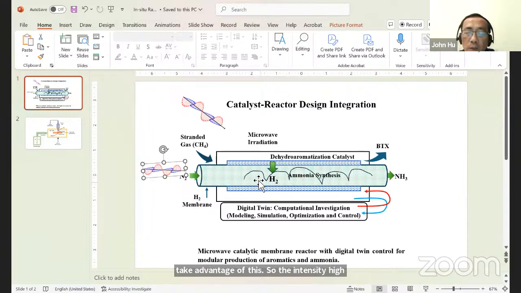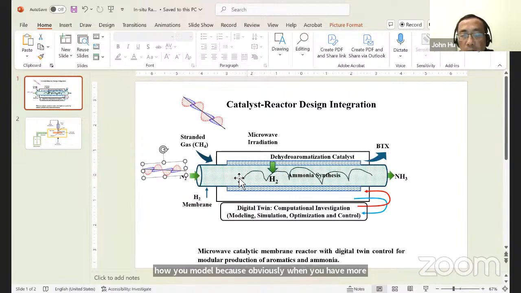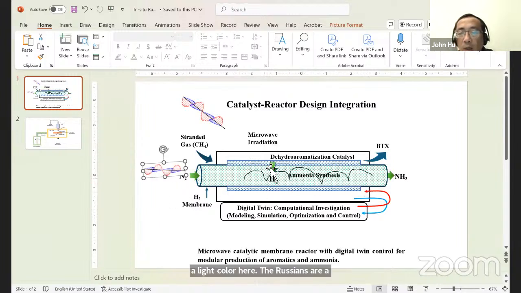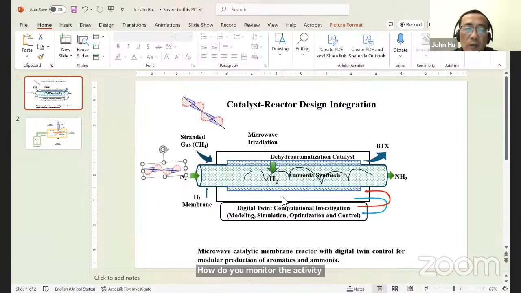Now the question is how you mount it, because obviously when you have more catalyst in here, and a lighter catalyst here, the reaction at different segments is different, right? How do you monitor the activity? I think yesterday I left it out. So today I found the picture. I'm going to show you.